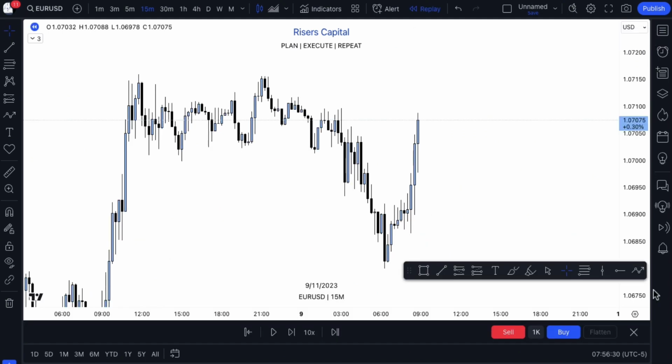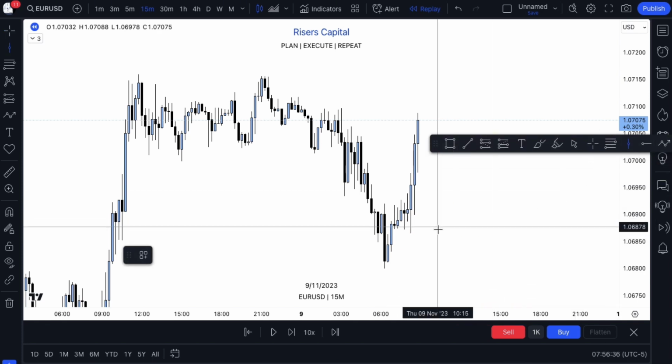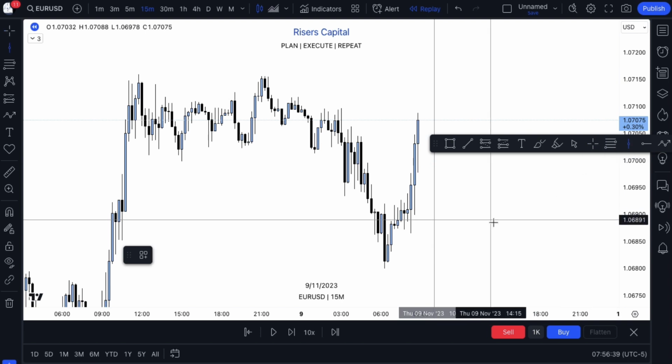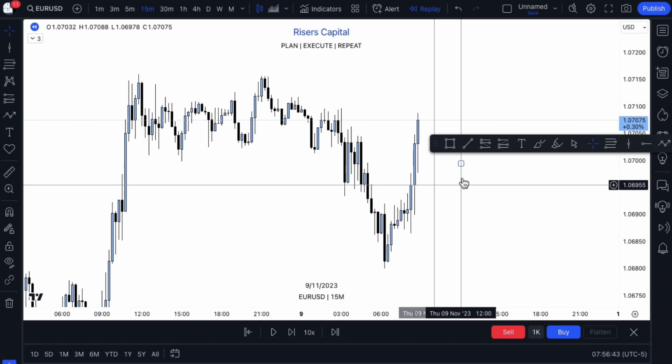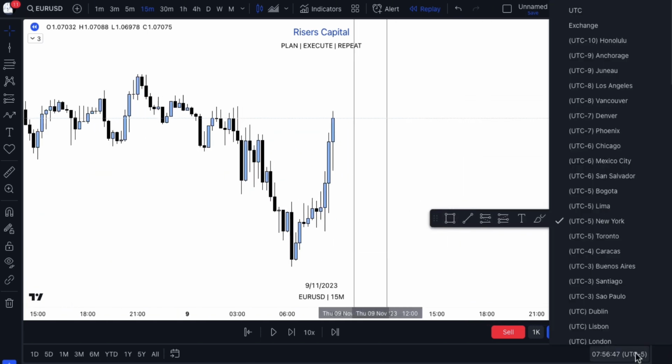So here we are on EURUSD, and what I'll firstly want to do is mark out 10 a.m. So that's here, 10 a.m. to 12 p.m. And remember, note that this is all in New York local time. Of course, you can change that over here to New York local time.